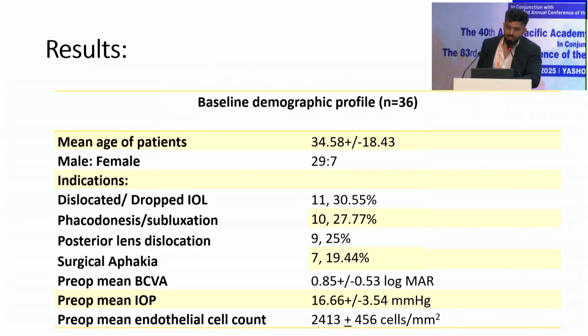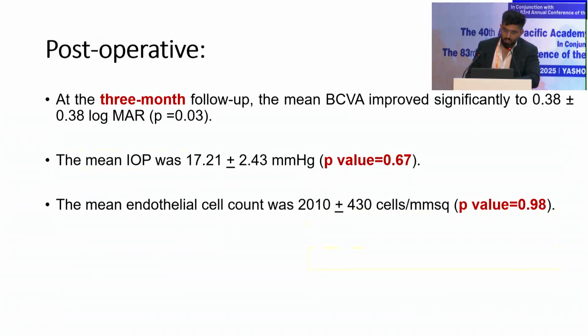So now coming on to the results, a total number of 36 patients were included with a mean age of about 34 years. Male to female ratio was 29:1. Indications were traumatic dislocated or dropped IOLs, traumatic phacodonesis, subluxations, posterior lens dislocations, or previous surgical aphakias. The pre-op mean BCVA was 0.85, pre-op mean IOP was 16, and pre-op mean endothelial cell count was 2400. Postoperatively at 3 months, the mean BCVA improved significantly. The IOP as well as the endothelial count was more or less similar with no statistical significance achieved.